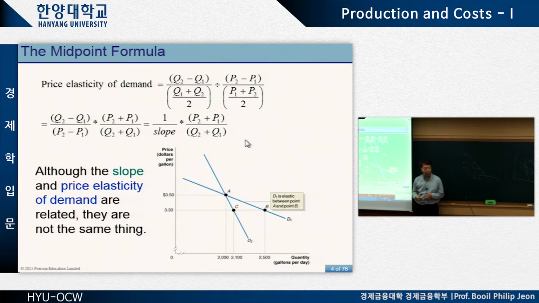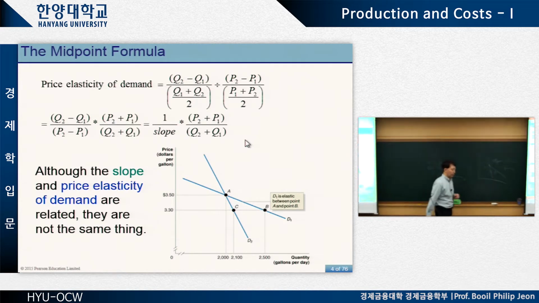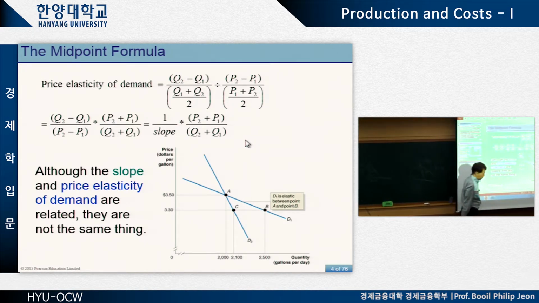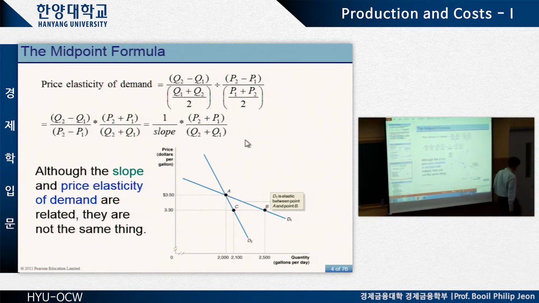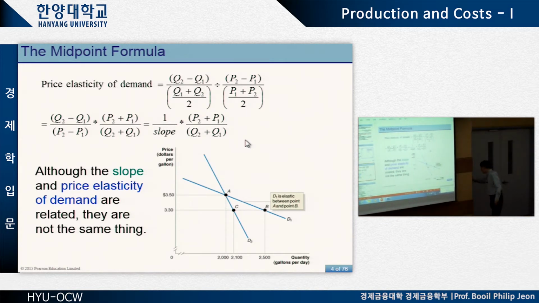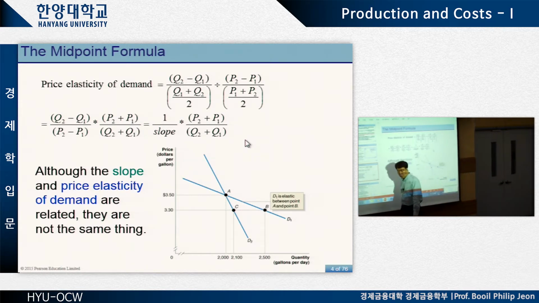When we say higher elasticity, we're talking about absolute value, right? Because price elasticity of demand is always a negative number. So forget about the sign, just think about the absolute value of the elasticity. Which one will have higher value for elasticity? Flatter one. Flatter one. You agree?